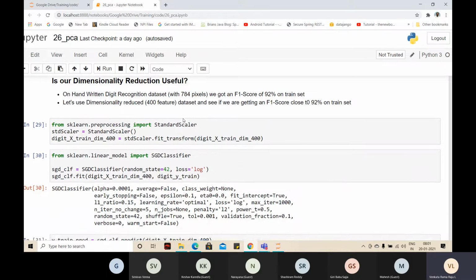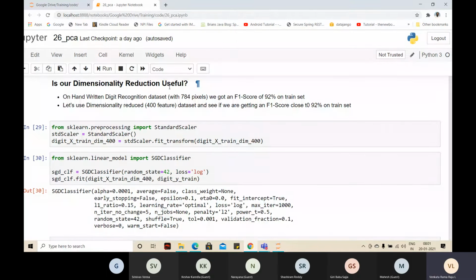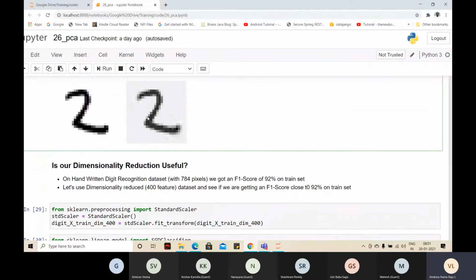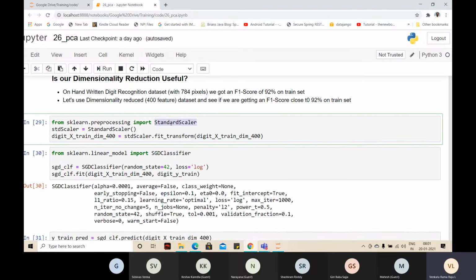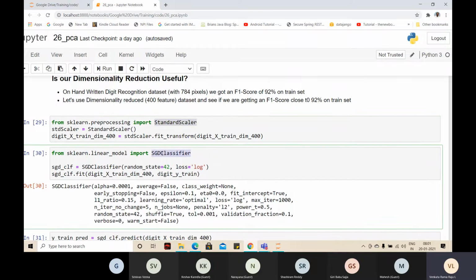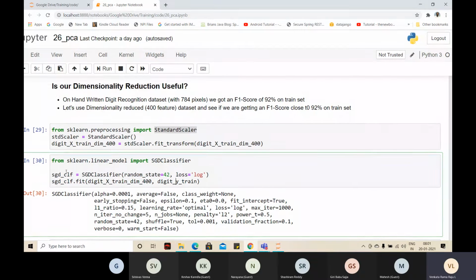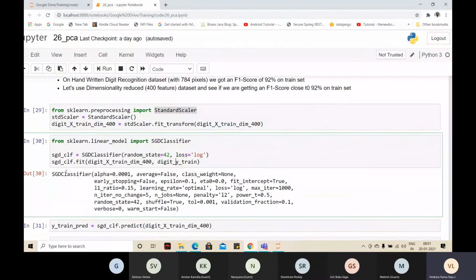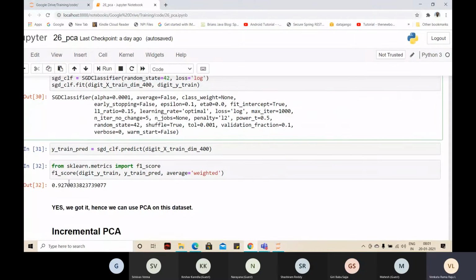Now I applied dimensionality reduction. Is it useful? That's the question. We reduced it to 400 features, but is that really useful or not? To check it, I took the SGD classifier and took the dimensionality reduced data as X and the original Y, and built a model. I reduced the dimensionality, and again I am building my same old classification model, and now predicting and trying to see how it's working.